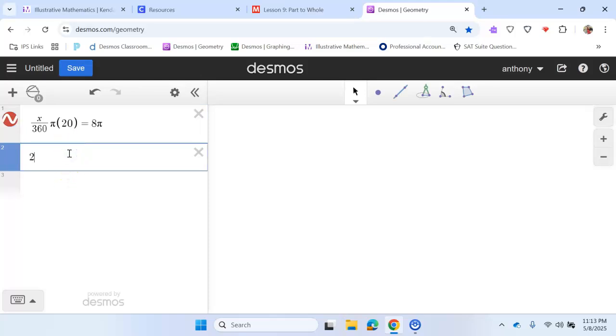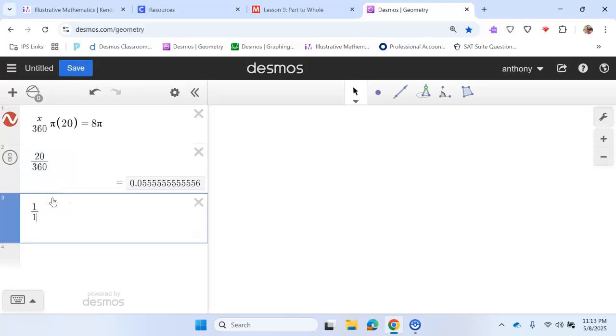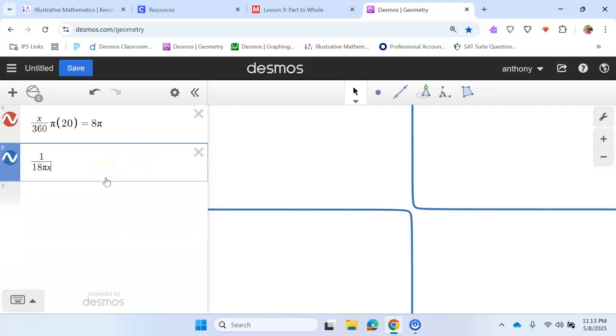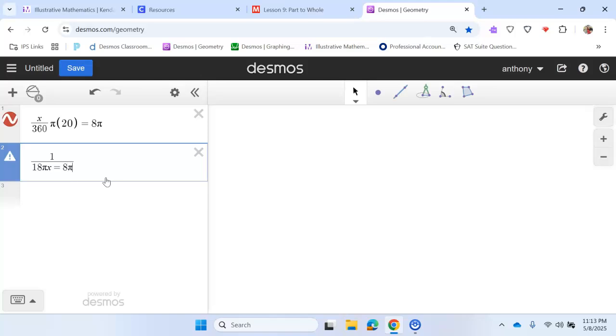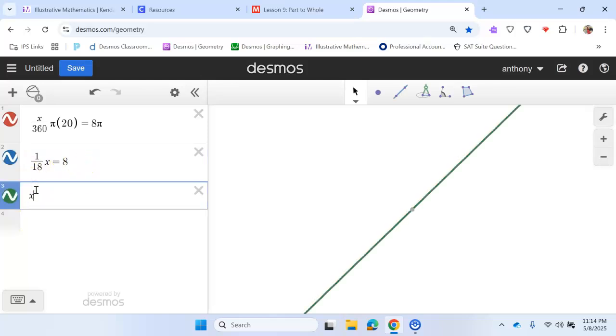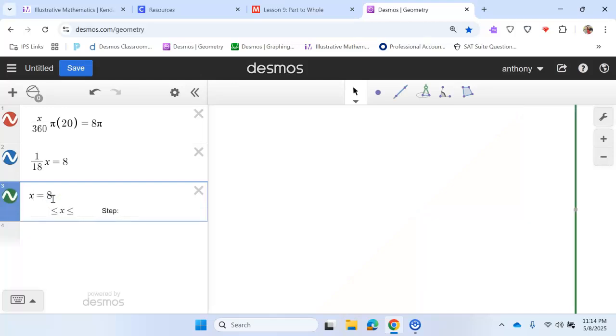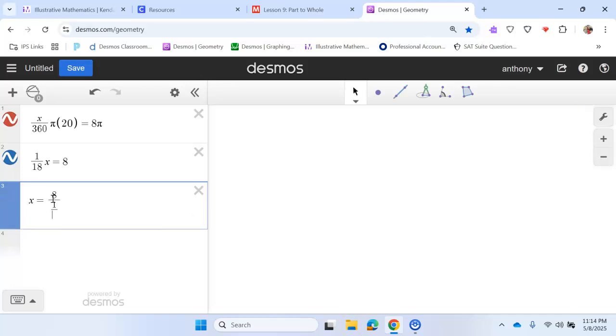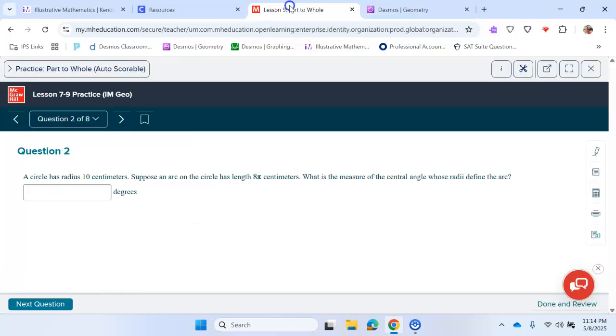20 divided by 360 is 1/18th. And we multiply that times pi times x, and that equals 8 times pi. We divide both sides by pi. The pi's cancel out. And we divide both sides by 1/18th. 8 divided by 1/18 is the same as 8 times 18, which is 144.